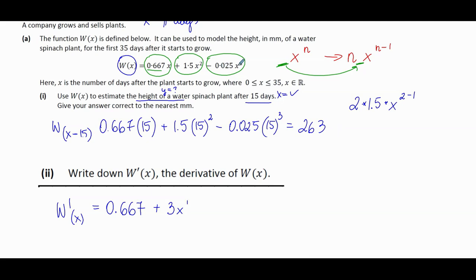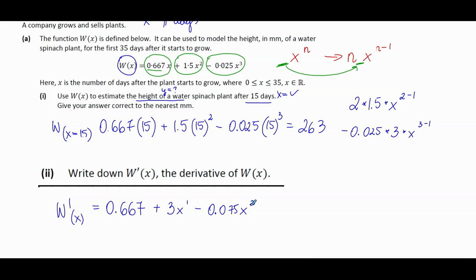So that number that stands beside x to the power of 3 will cross over. So minus 0.025, multiplied by the power, which is 3, multiplied by x, and then 3 minus 1. So again, we put in the calculator 3 multiplied by 0.025, minus, and we're going to get minus 0.075 followed by x, and like we said, 3 minus 1 will be 2.